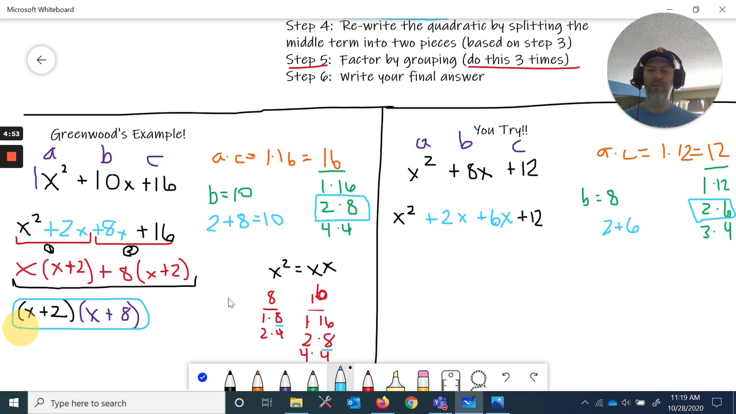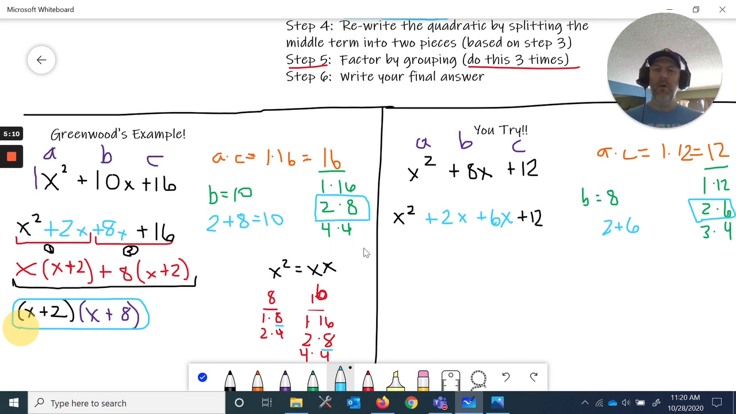And the thing that's great about this is I can double distribute back. So x times x, x times 8, 2 times x, and 2 times 8. And then when I combine like terms, I'll get back to exactly where I started. So factoring is dividing it out this way. Distributing will be multiplying it back up the other direction.